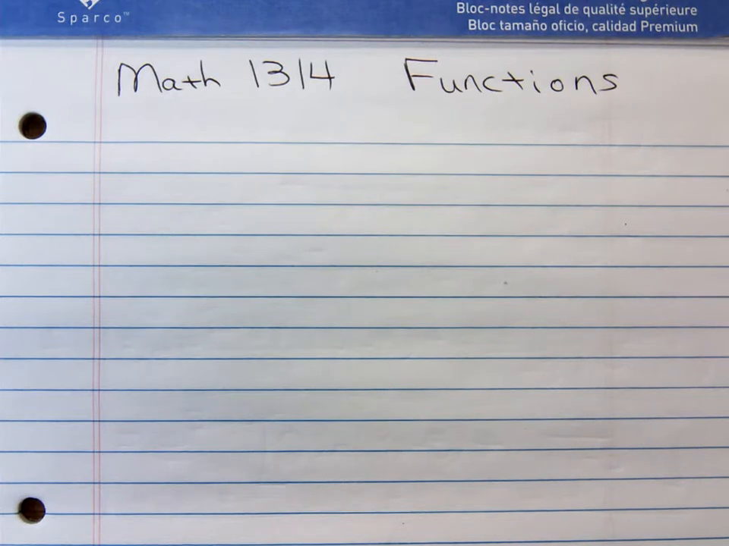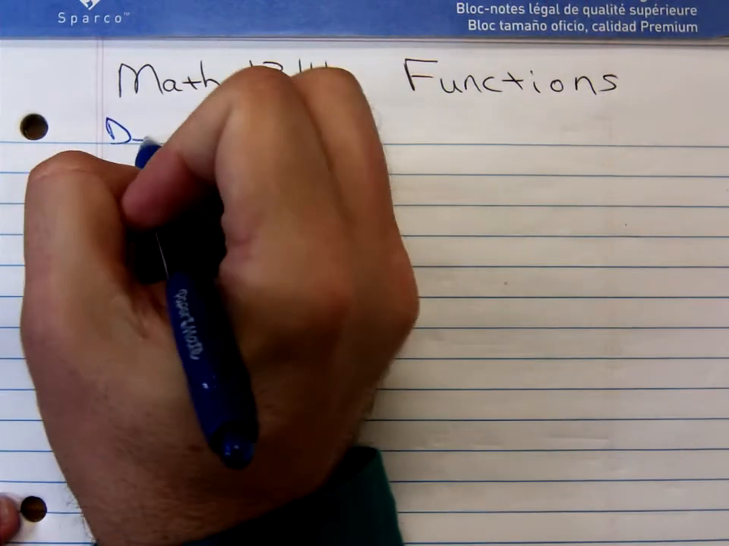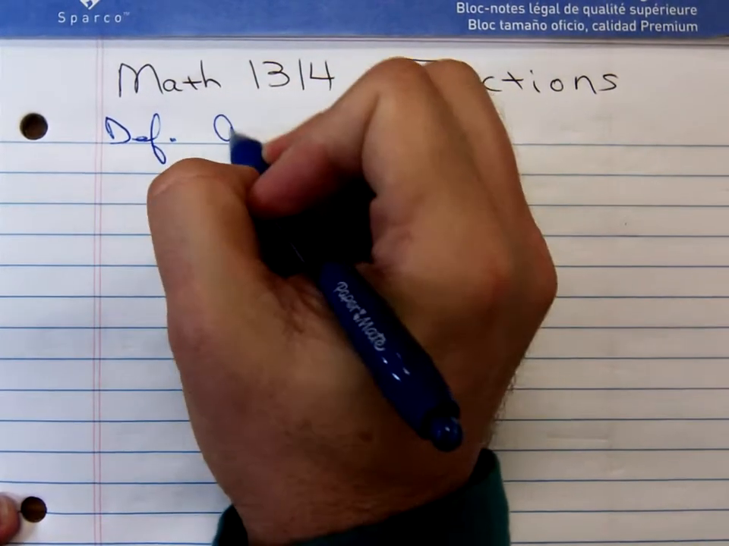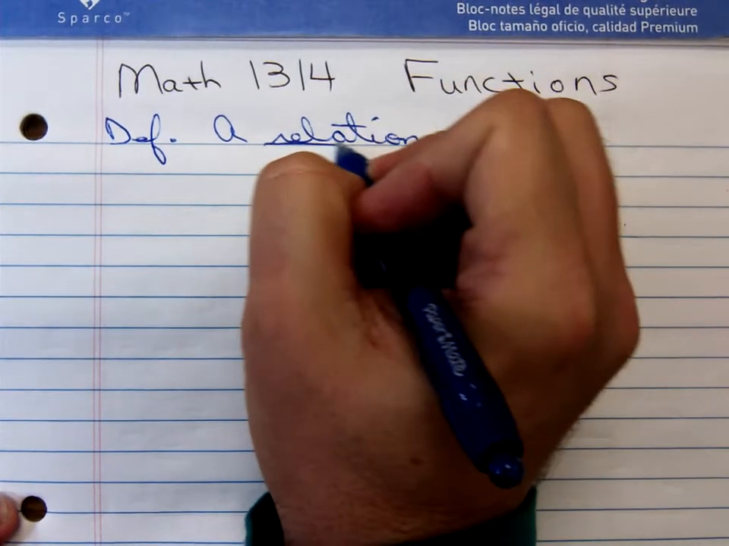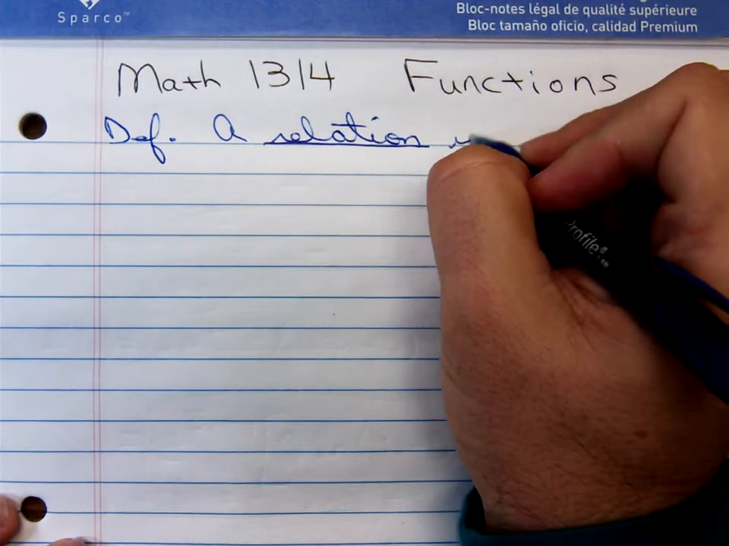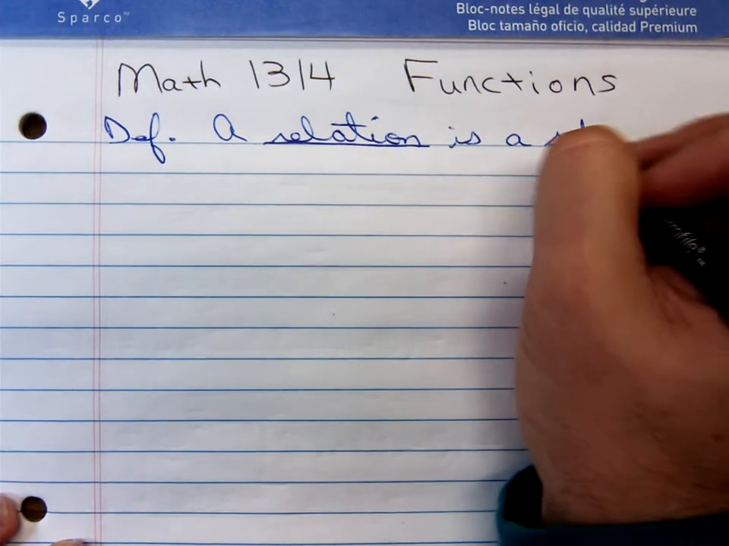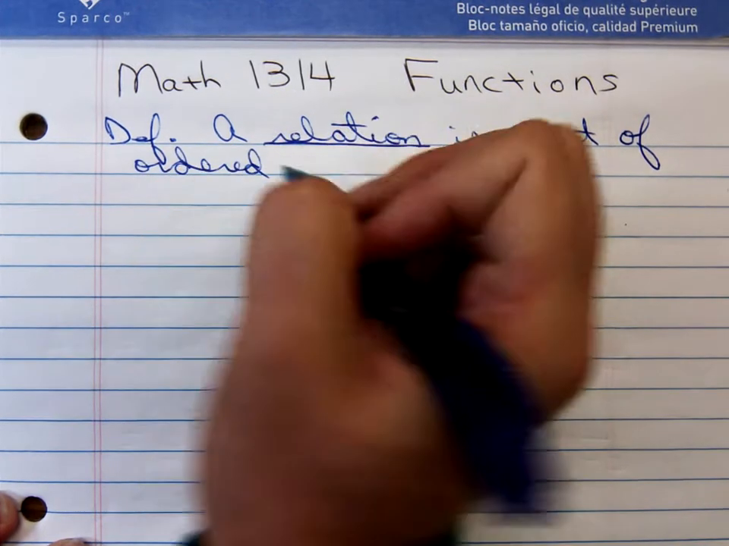Today we're going to discuss functions and domains of functions. Let's start off with a definition, why don't we? Definition. A relation, R-E-L-A-T-I-O-N, like a relative, is a set of ordered pairs. Nothing special about the ordered pairs, just any set of ordered pairs.